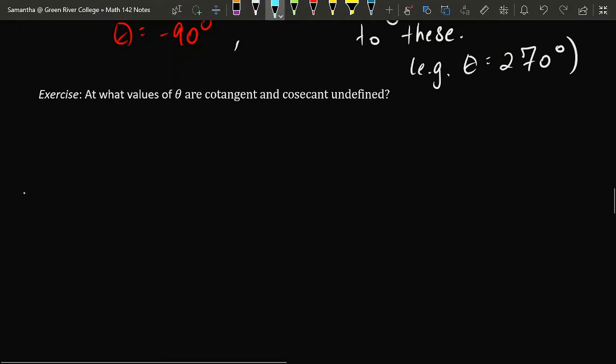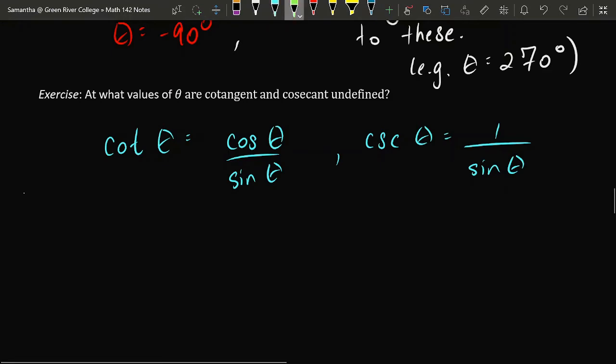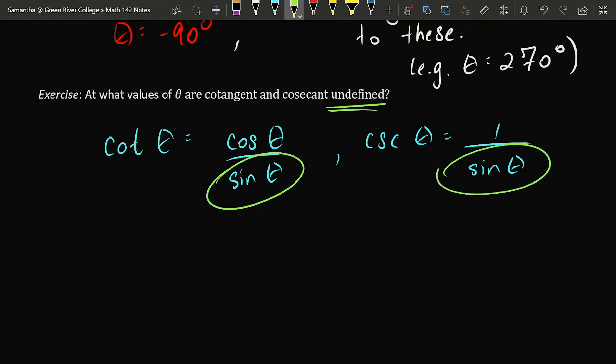So let's have a close look at their formulas. Cotangent had a cosine in the numerator and a sine in the denominator. Cosecant had a 1 in the numerator and a sine in the denominator. Once again, we know we can't divide by 0. But this time, sine of theta is the thing that's being divided. So this time, we're interested in what values of theta will cause that sine in the denominator to become 0.